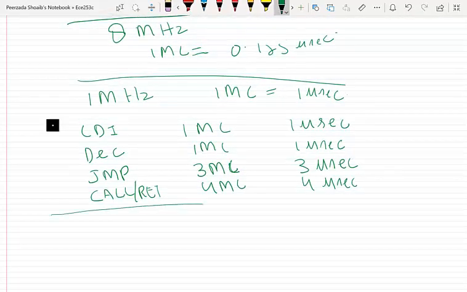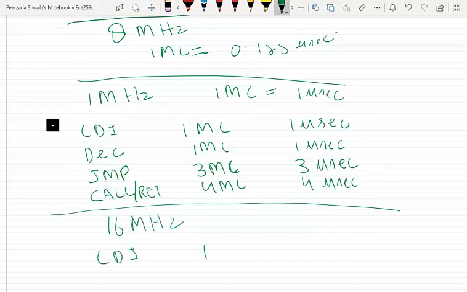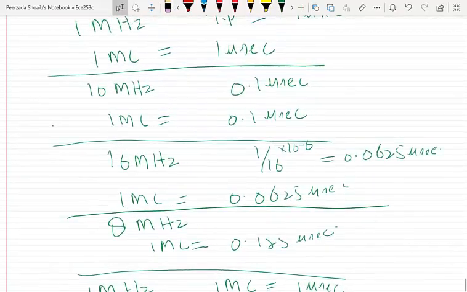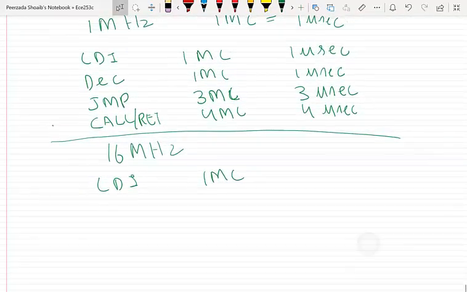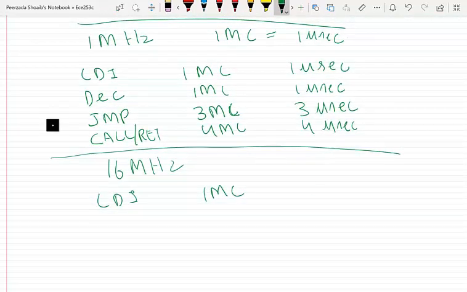What if there is a 16 megahertz crystal attached? LDI again will take 1 machine cycle, but this time 1 machine cycle is equal to 0.0625 microseconds, which comes to 62.5 nanoseconds.